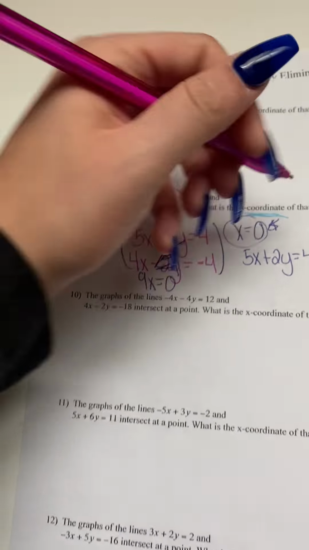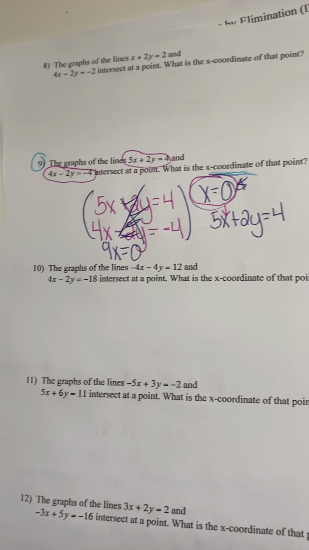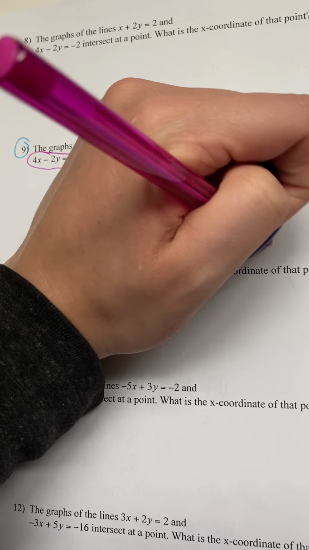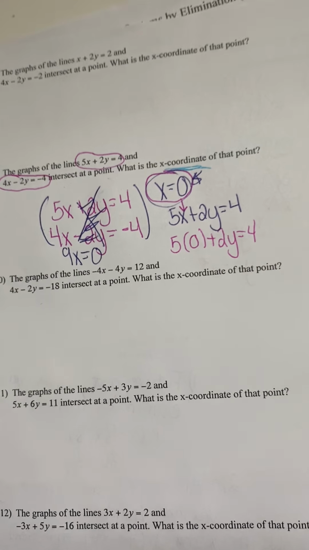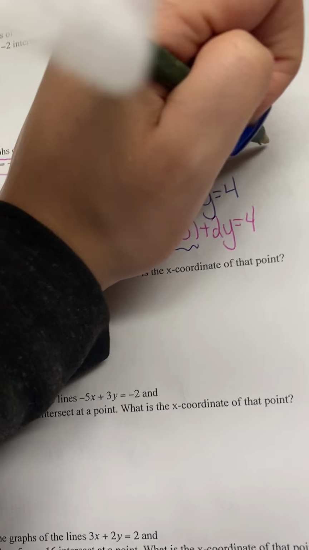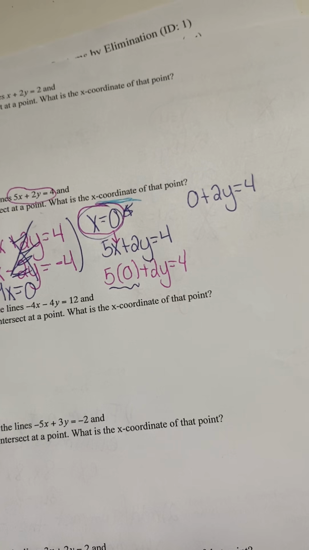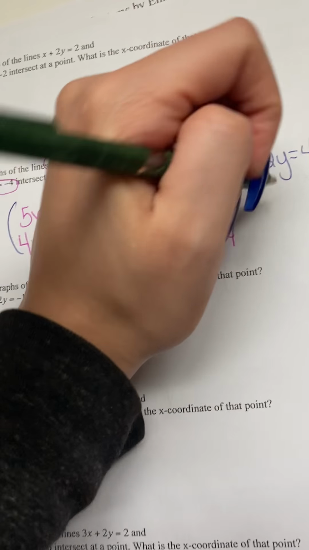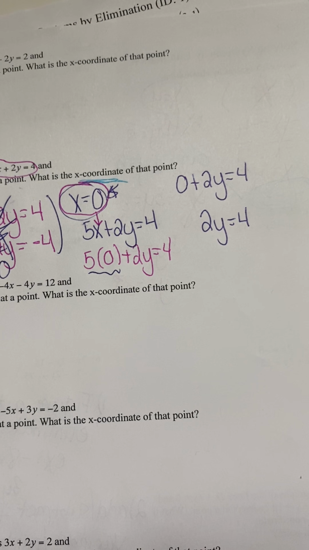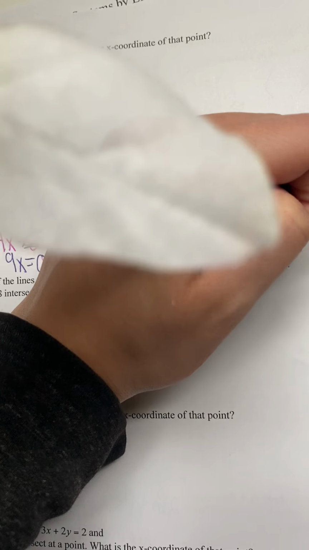Now let me be very clear on what's going on. I'm going to substitute this x equals 0 in for this x right there. So we're going to have 5 times 0 plus 2y equals 4. Then we're going to multiply these first, just like we always do. So we're going to have 0 plus 2y equals 4. And then if we subtract 0, you all know that that's just going to be 2y equals 4, right? And then you would divide that by 2. And we would have y equals positive 2.